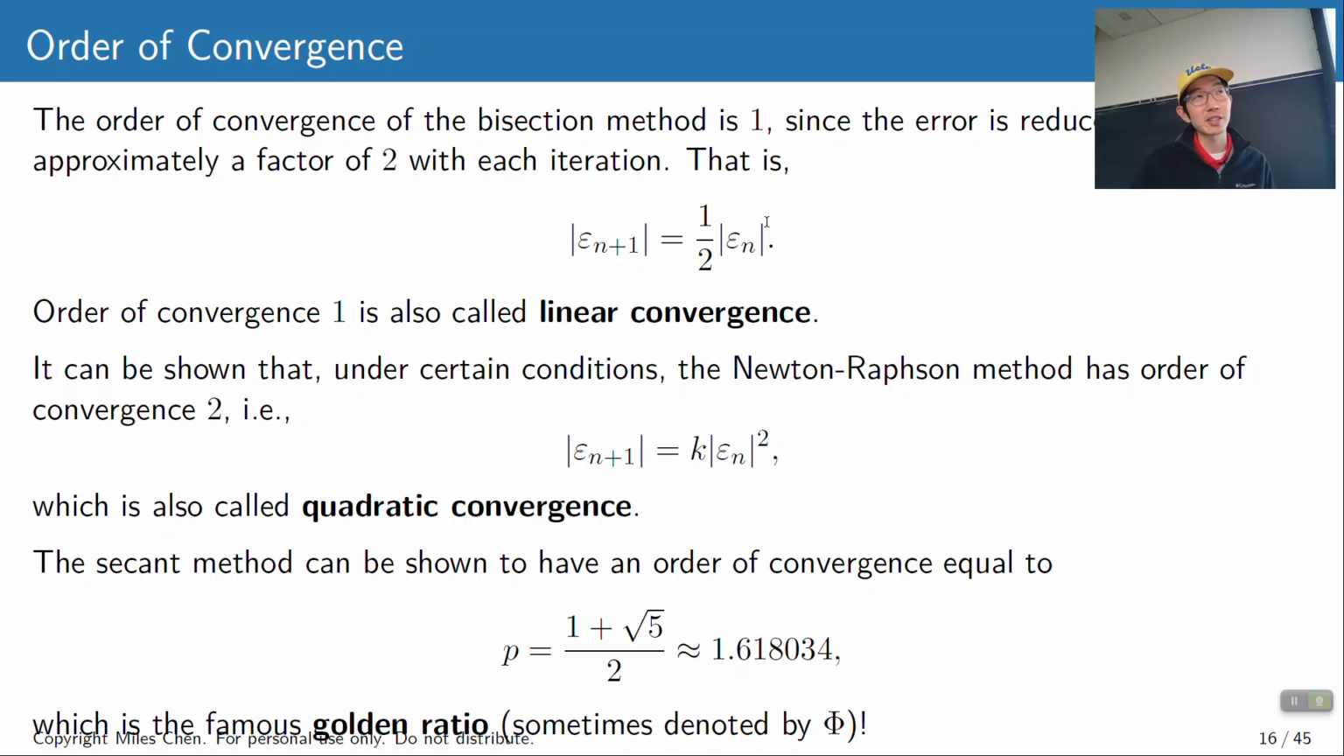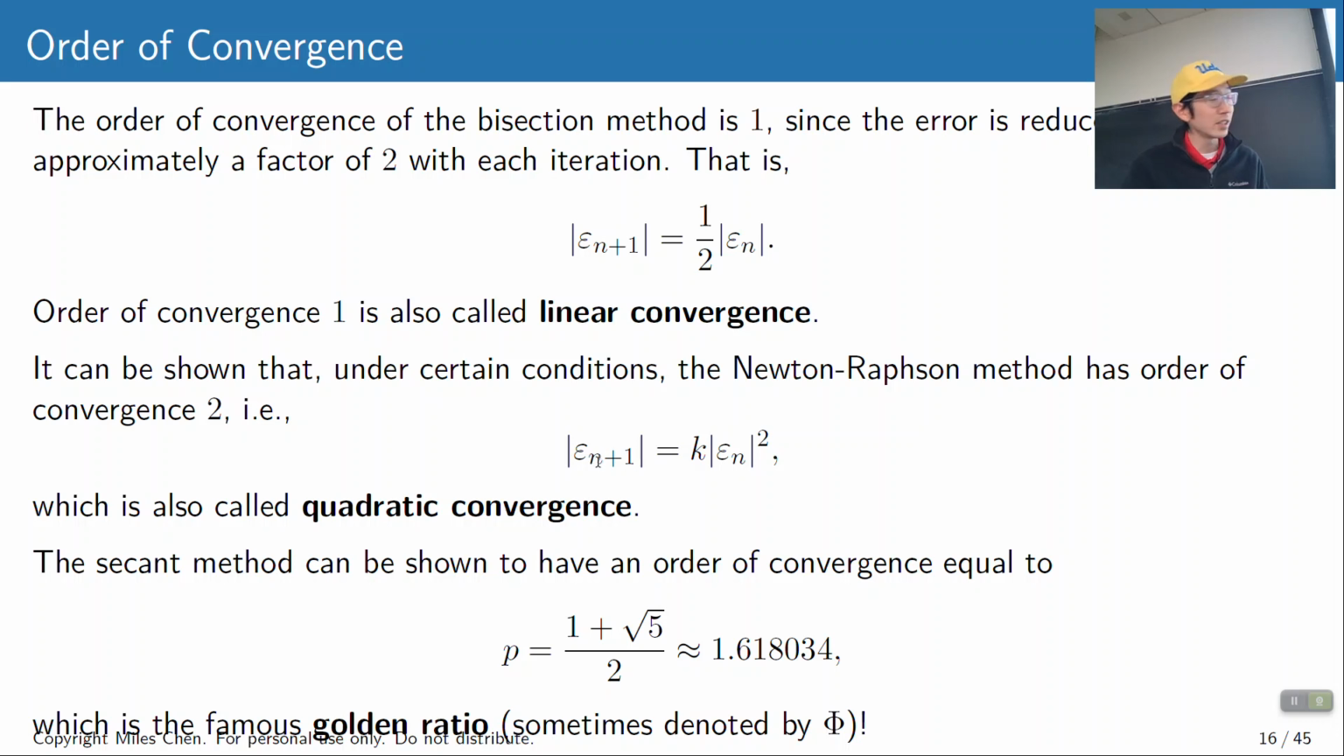So it's not very, very rapid, but it works. And I wrote, it can be shown that. You'll have to consult the notes if you're interested in seeing the actual order of convergence for the Newton-Raphson method. But under certain conditions, the Newton-Raphson method will have an order of convergence of 2.